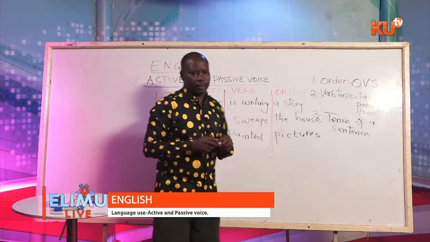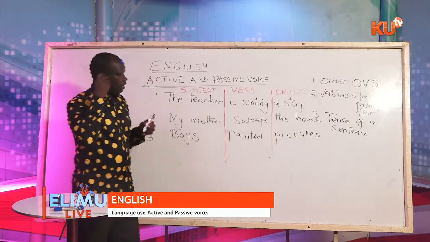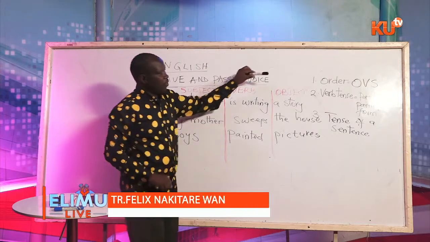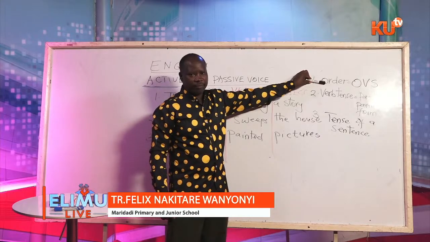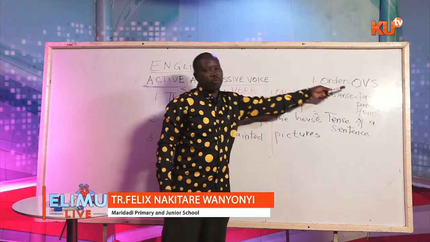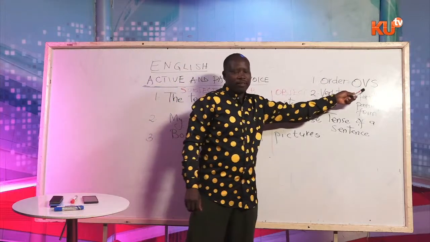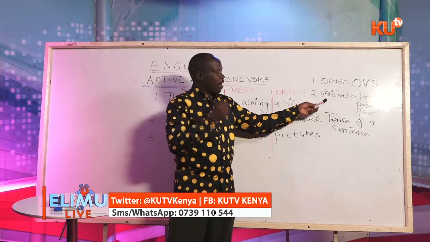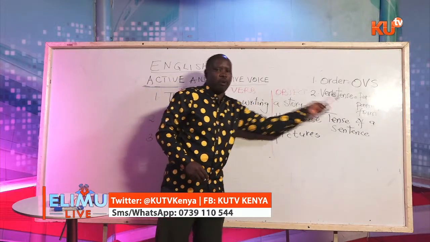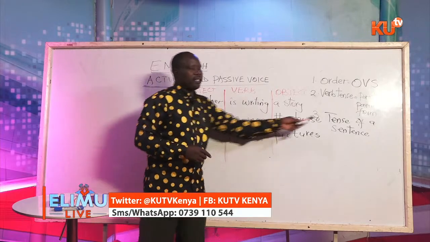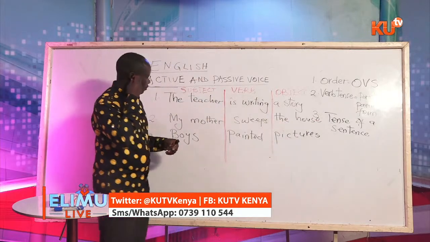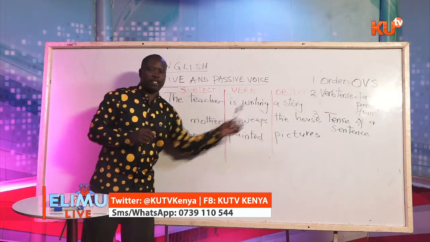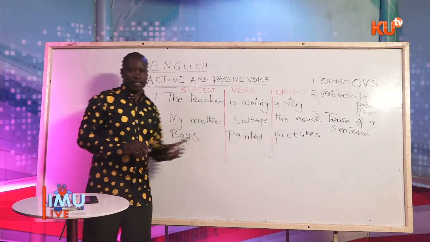The last rule is the tense of the sentence. You have to consider in which tense our sentence is written. So number 1, you consider the order, and the order should be you start with object, followed by verb, then subject. Then rule number 2, the verb must be written in past participle form. Then number 3, the tense of a sentence. For instance, look at our first sentence. The teacher is writing a story.